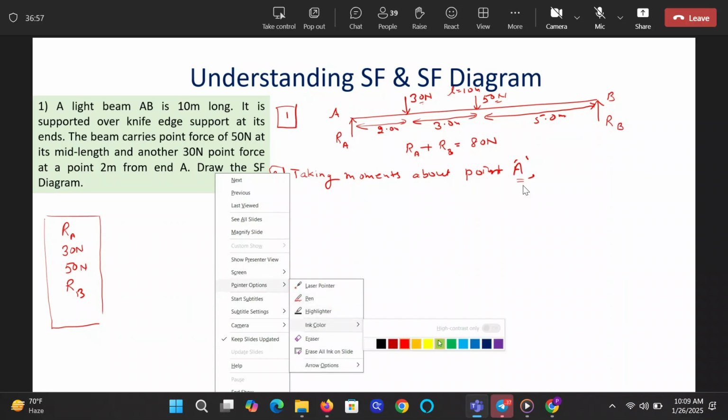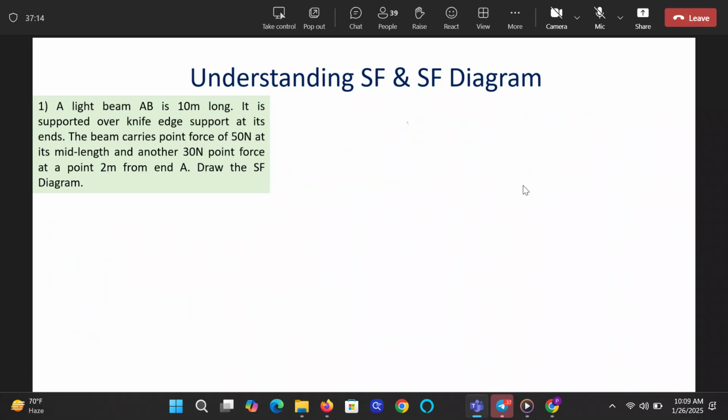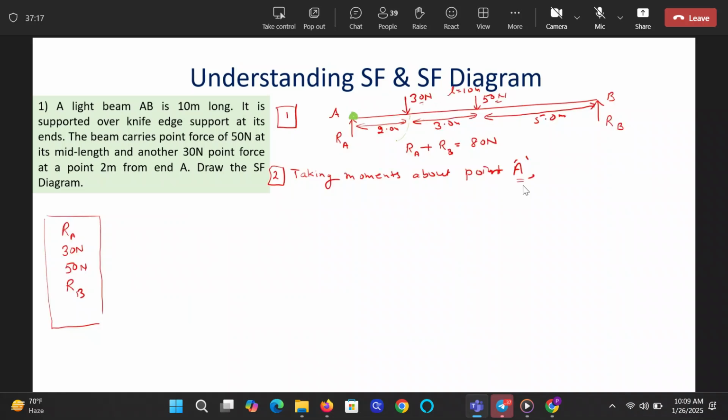You'll have to visualize. We have decided to take moments about point A. So in a way, I have seized the point A. If you hold at A, this is going to cause clockwise movement about A. And this is going to cause anti-clockwise movement about A. Yes or no, beta? Am I right? Yes. Okay.